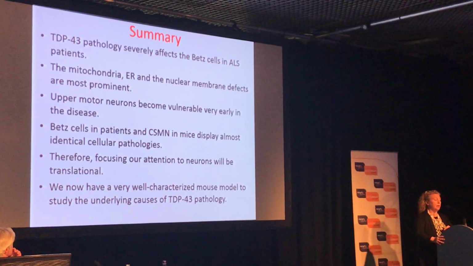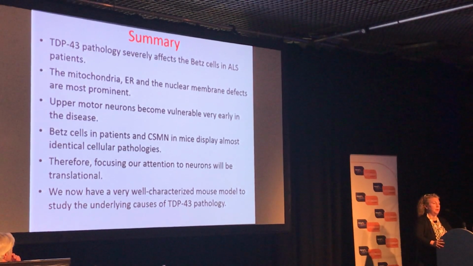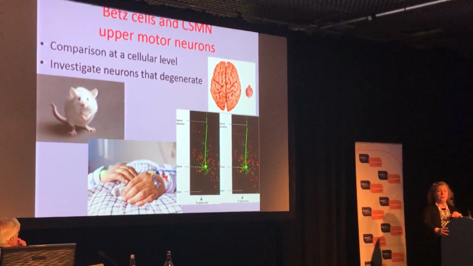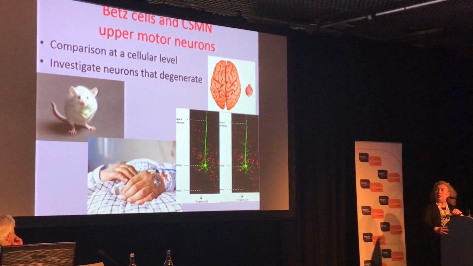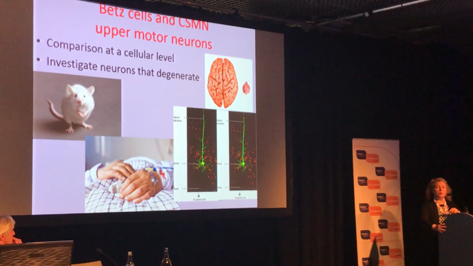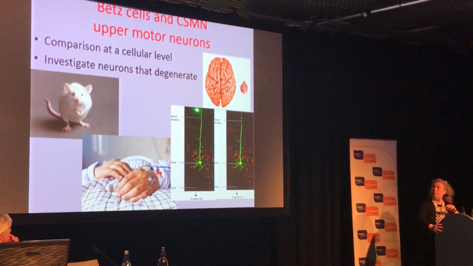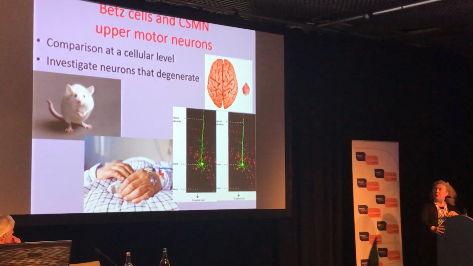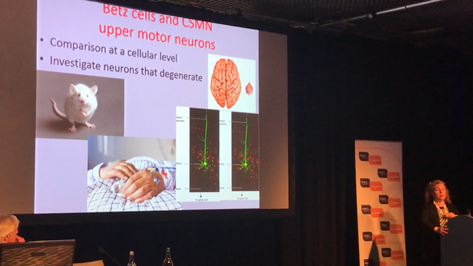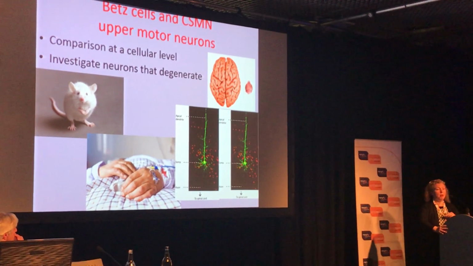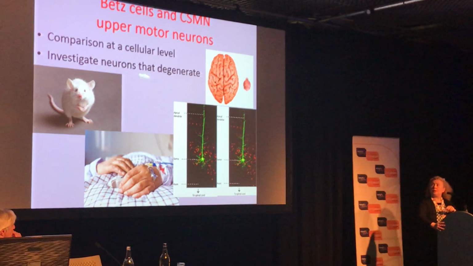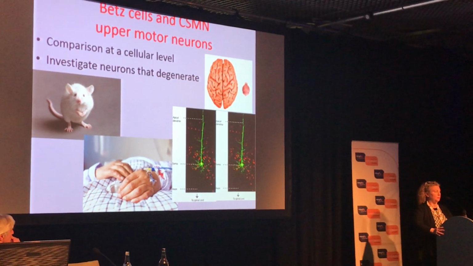And we now have a very well-characterized mouse model to study the underlying causes of TDP pathology. And again, to re-emphasize, if we try to understand the human condition using the mice and make the translation from here to here, we may be wrong. And I think that's what we have been doing for many years. But if we actually look at the upper motor neurons in human patients and also the upper motor neurons in mouse at a cellular level, we find that their mitochondria, ER, nuclear membrane, they suffer from the same underlying pathology. So I think the comparison at the cellular level will be translational as we move forward.